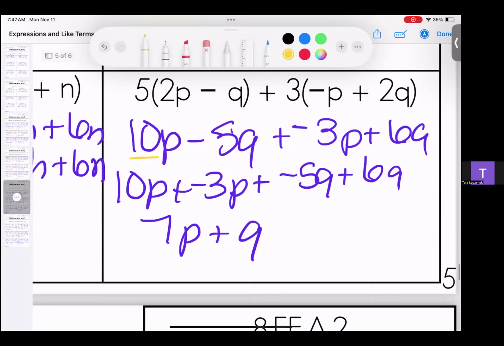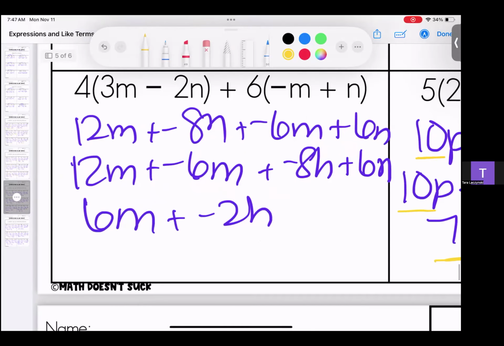5 times 2 is 10. 5 times 1 is 5. 3 times 1 is 3. 3 times 2 is 6. 2 negatives. 10 minus 3 is 7. Bigger numbers positive. 5 minus 6, or 6 minus 5, is 1, or just the q. Bigger number is positive. Over here, it's 12.